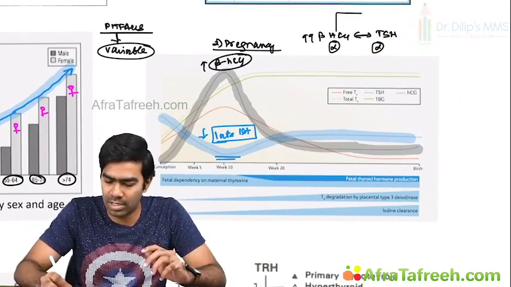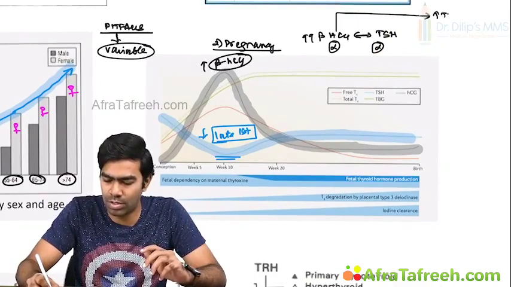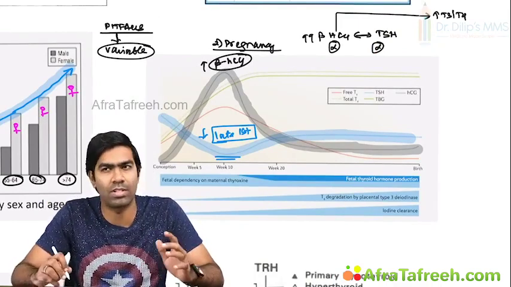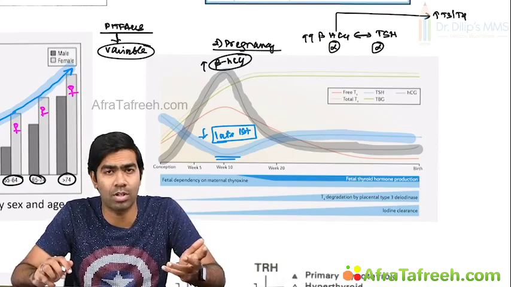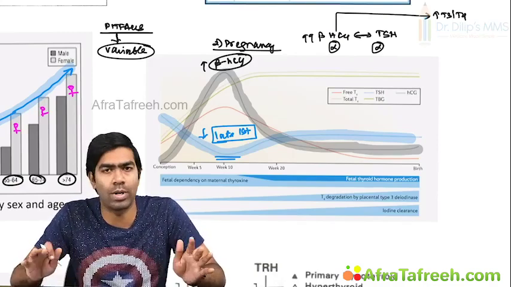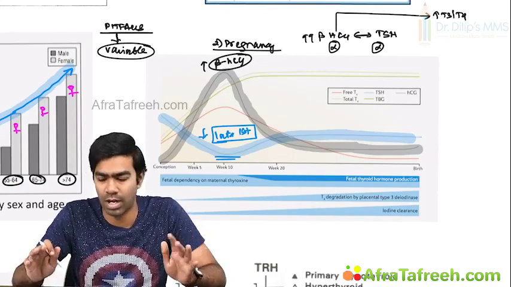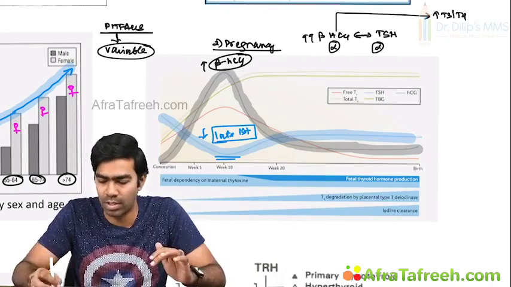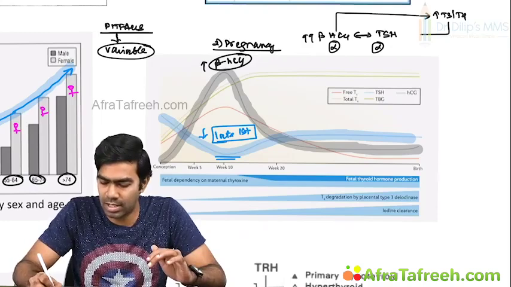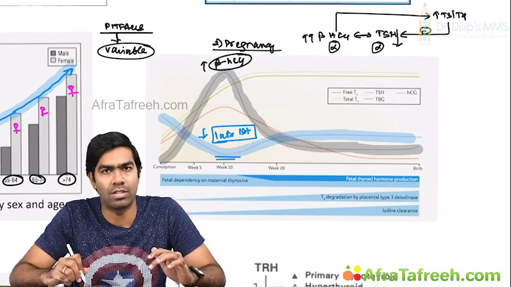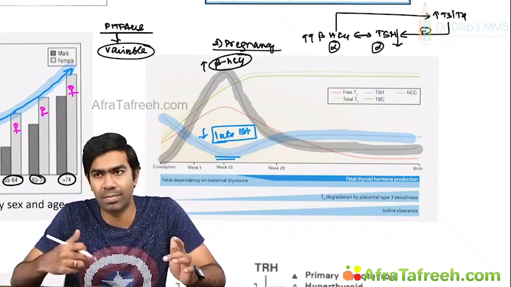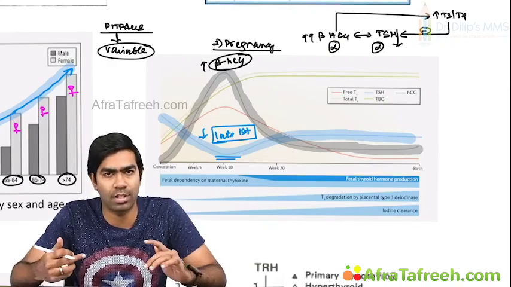So this increasing beta-HCG will produce increased T3 and T4. This is often referred to as gestational hyperthyroidism. Very common, no need to do anything. Just leave it alone, and after the first trimester it will resolve. And this increased T3 and T4, obviously by feedback, will reduce the TSH, right? So that's why in the first trimester the beta-HCG is high and your TSH levels are actually low.